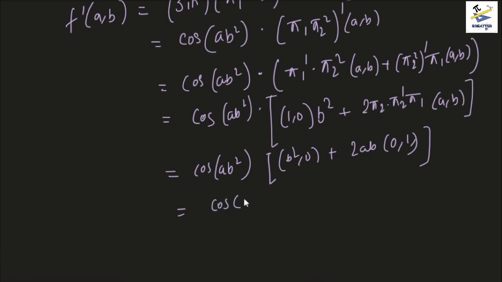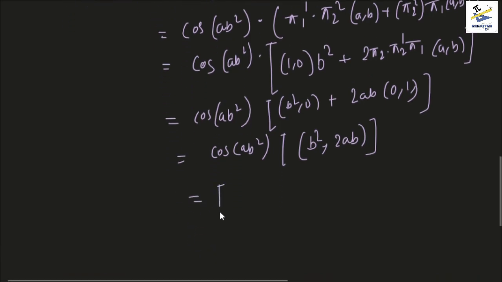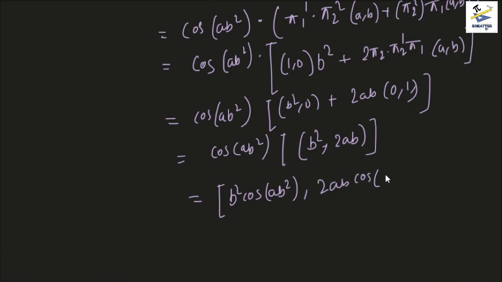So this becomes cosine of a b squared, and same dimensional vectors add up, so we have (b squared, 2ab), and if you multiply in the cosine part, what you get is the answer: (b squared cosine of a b squared, 2ab cosine of a b squared), which is the answer.